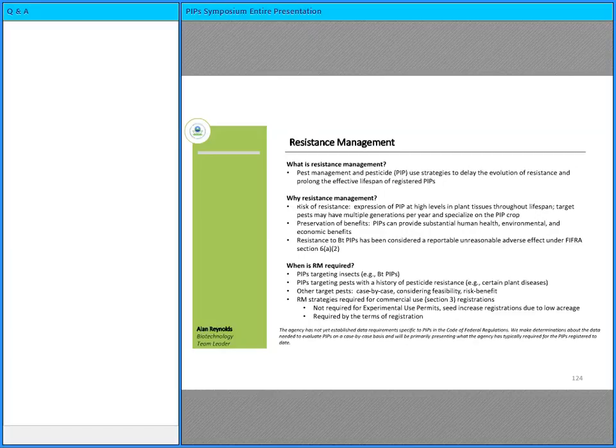Resistance management strategies have been required to date for commercial use registrations. Those are the FIFRA Section 3 registrations. We have not required them for things like experimental use permits or seed increase registrations, and this is due primarily to the fact that those registrations and permits have lower acreage. The actual resistance management strategy is implemented by the terms of registration for a Section 3 registration.